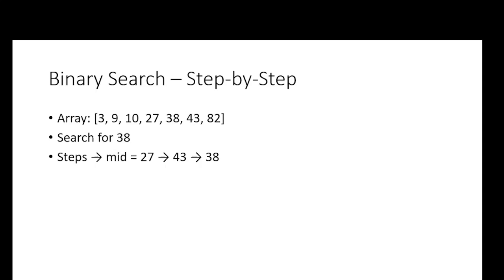Considering an example here, let's say I'm looking for 38. 27 initially is the middle element. So it will not be found, so I'll change the low here. Low will then point to 38, 43 and 82. Now 43 will be the middle element, and then again it will change high to be this particular value. So low and high are the same, middle will also be the same, and then it will check for this and come out of the loop.